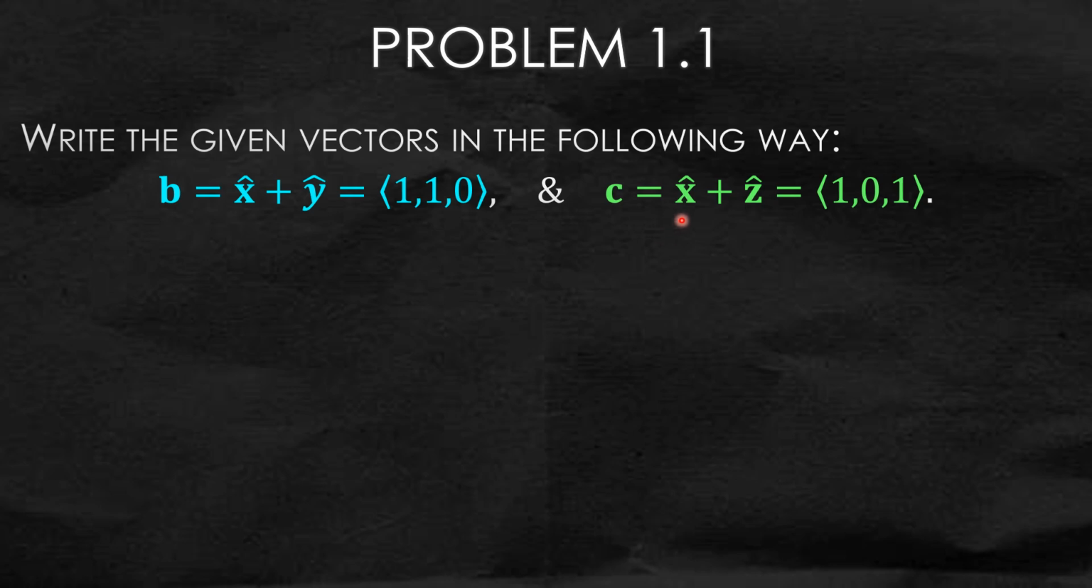C was given as x hat plus z hat, and we could write that in vector bracket notation. We have 1 unit in the x direction, 1 unit in the z direction, none in the y direction.